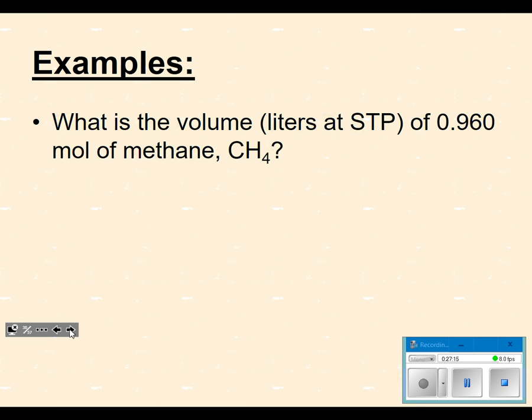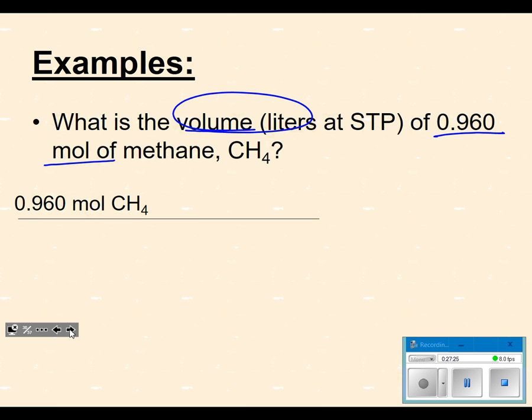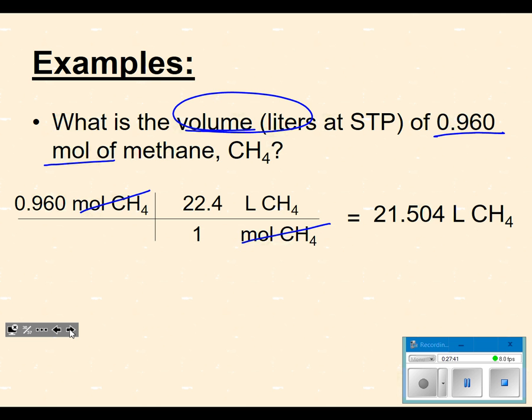Okay? So let's do an example. What's the volume? So again, I'm looking for liters of this amount of moles of methane. So I start with what I'm given, which is the 0.960 moles. I do my dimensional analysis. If moles is on top, then moles has to be on the bottom. And I want to go to liters, and I know there's 22.4 liters in a mole. So that allows me to cancel out the moles, and I'm in liters, so I multiply across, and I get this number. Well, I only had 3 significant digits to begin with, so I have to go 1, 2, 3. This is a 0, so it'll stay the same. So it's 21.5 liters of methane.